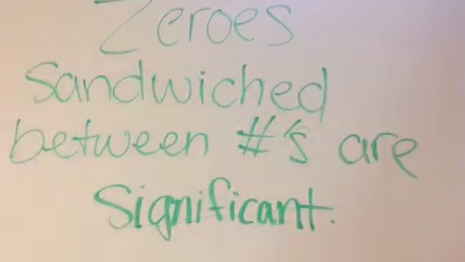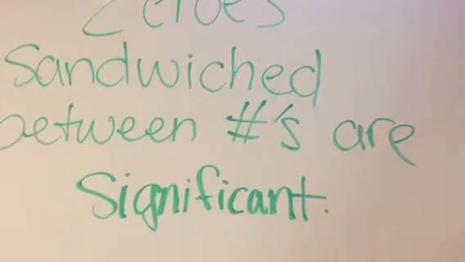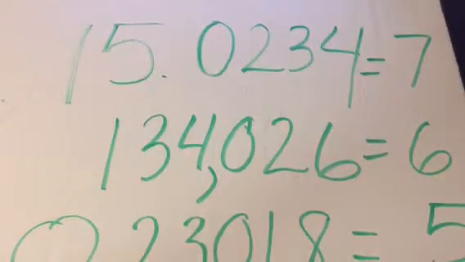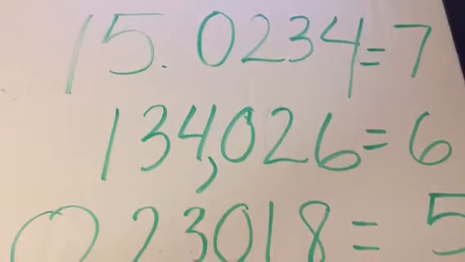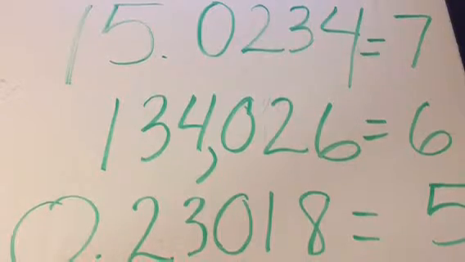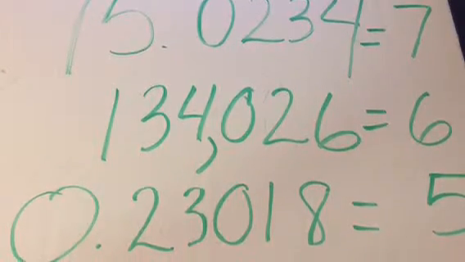For example, 15.0234 has 6, 134,026 has 6, 0.23018 has 5. Okay?